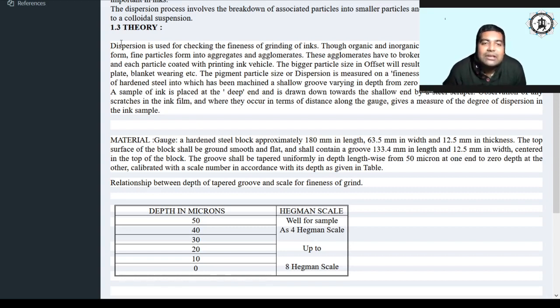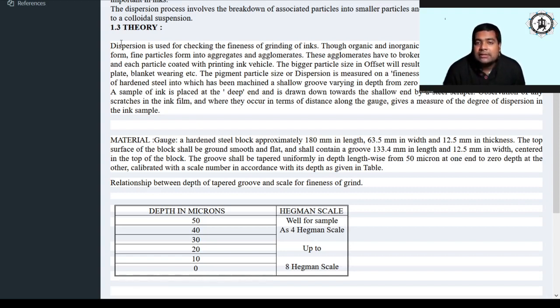Though organic and inorganic pigments are in finely ground dry form, unlike dye chips, the fine particles form into aggregates and agglomerates. These agglomerates have to be broken down into their primary particle size, and each particle coated with the printing ink vehicle. You might ask, what is vehicle? Vehicle is a mixture of your resin and the solvent, or distillate you can say. There are other components also.